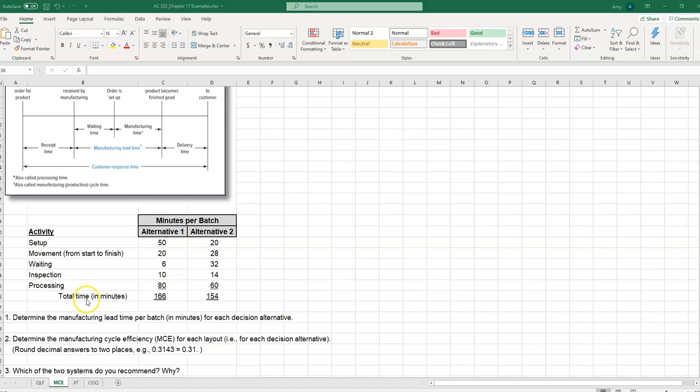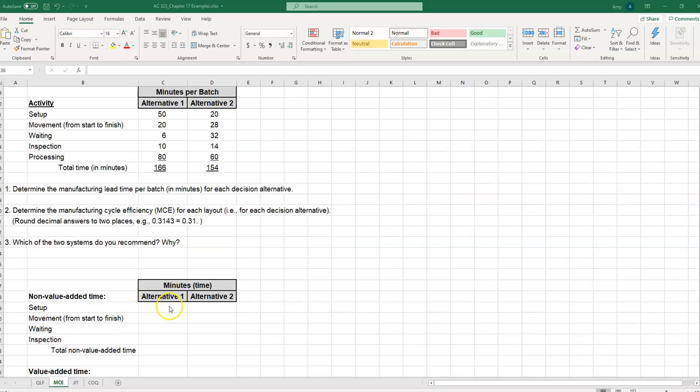Part 2 says, determine the manufacturing cycle efficiency for each layout. The manufacturing cycle efficiency measurement is the amount of value added time divided by the total manufacturing lead time. So which of these activities is value added? Add those together and divide them by the total time.